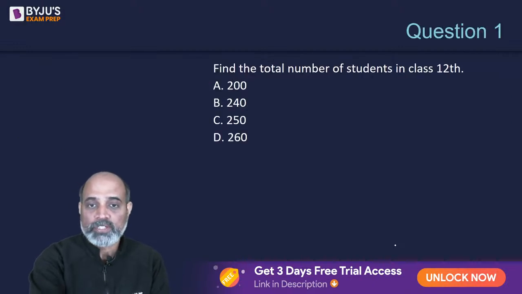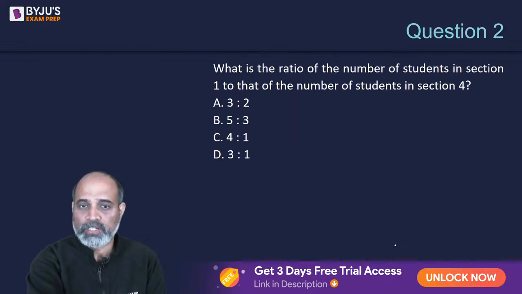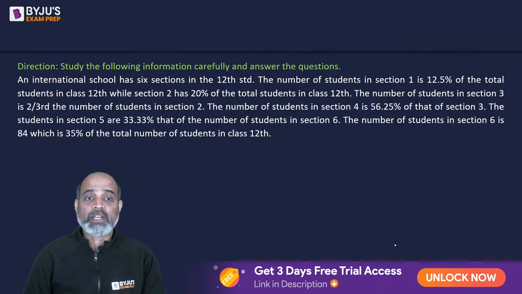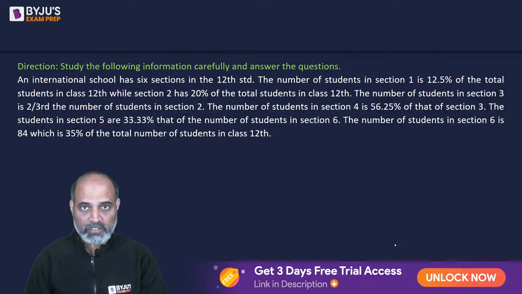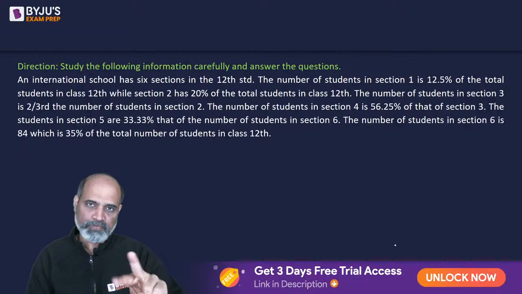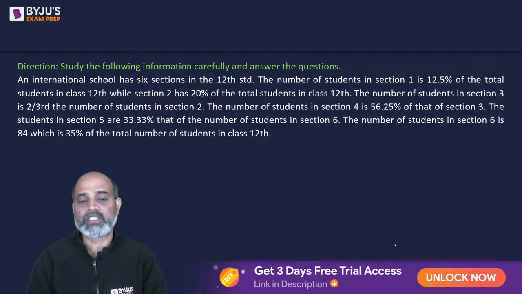So let's look at the question. We need to find out the total number of students in class 12th. We need the ratio of students in section 1 to that of section 4. So in other words, class 12 is one standard made up of 6 sections, and there is a relation between the number of students in a pair of sections as compared to the total number of students in the class.